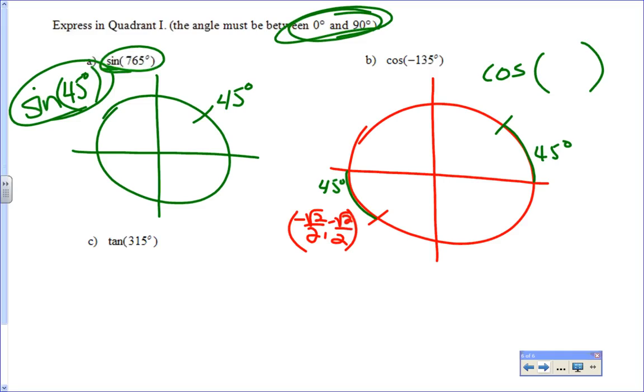But wait a minute. If I put 45 degrees in here, what answer do I get for that one? I get positive square root of 2 over 2. Agreed? What do I get for this one? I get negative square root of 2 over 2. That's not the same answer, is it? It would look the same. So how do I fix that? Because these rules state it has to be between 0 and 90. Have I met that criteria over here? That's between 0 and 90. How do I fix this problem? I need them to both give me the same answer.